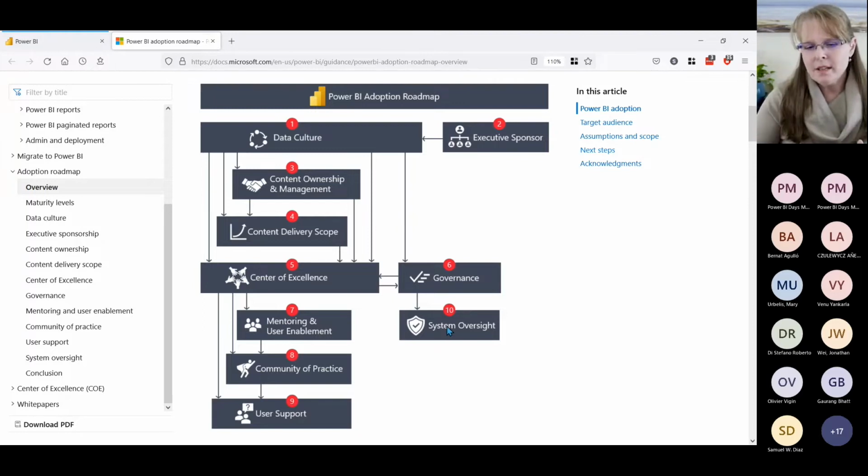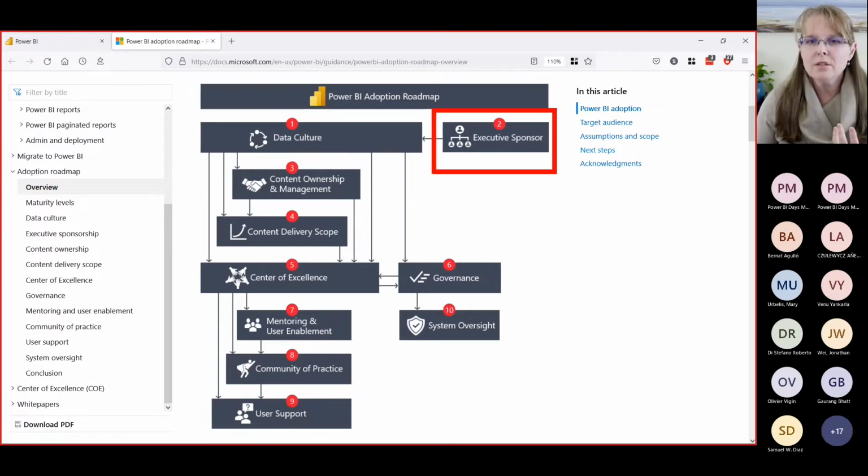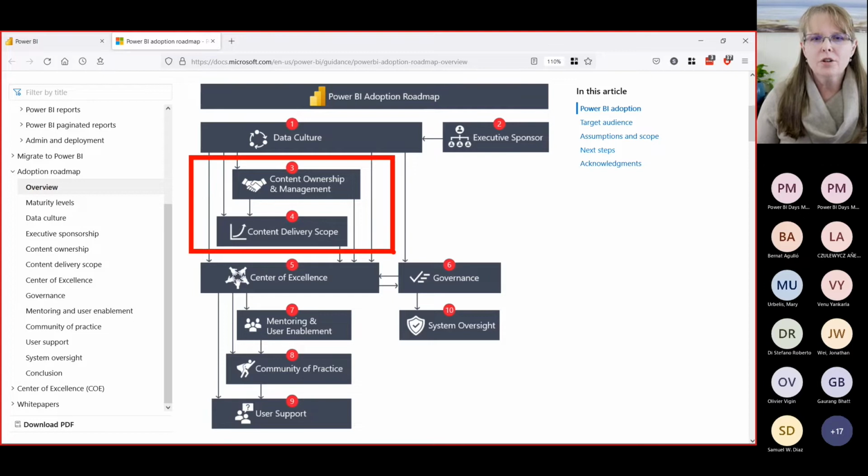Things we talk about in this session are purposefully going to overlap with this quite a bit. Now, the sequencing of these 10 things is not perfect, but the whole idea behind it is we want to understand our data culture first. We're going to talk about that more here in just a little bit. You need an executive sponsor to make sure you've got support to get things done. We're going to talk a little bit more in this session about understanding how content's owned, managed, and delivered around the organization, because those things matter a lot for our governance decisions.